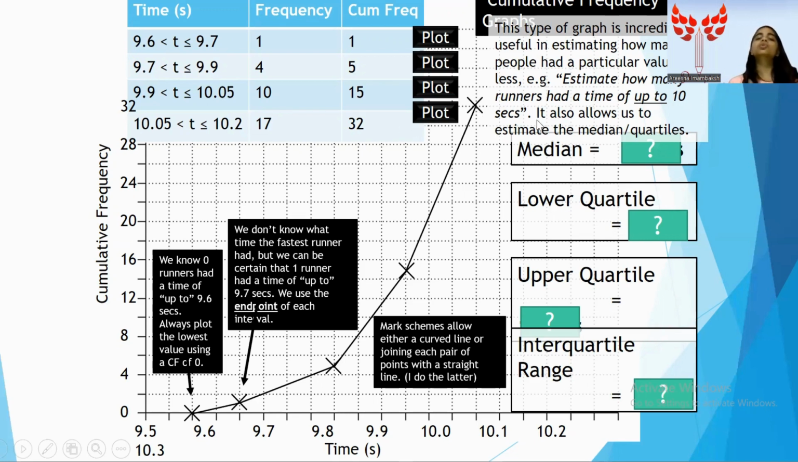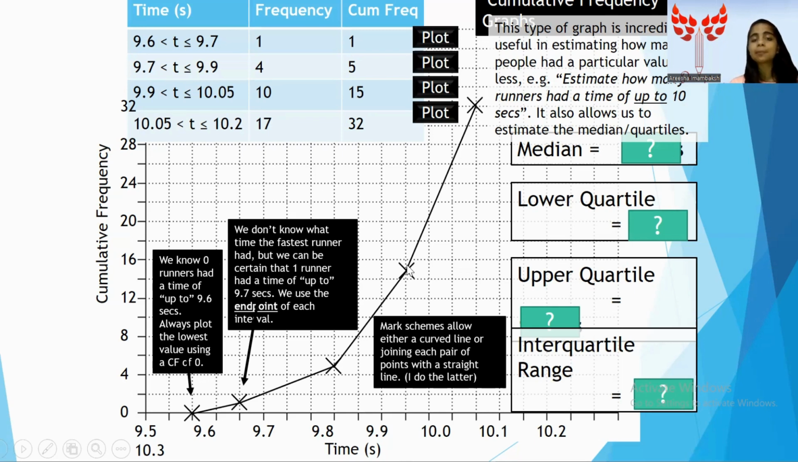Now, you need to estimate the median, lower quartile, upper quartile, and the interquartile range from the cumulative frequency curve. How do you do that? It's very simple. Median. Now, you have a total cumulative frequency of 32. What will you do? Median is the 50th percentile. So 50 upon 100 multiplied by 32, that is 16.